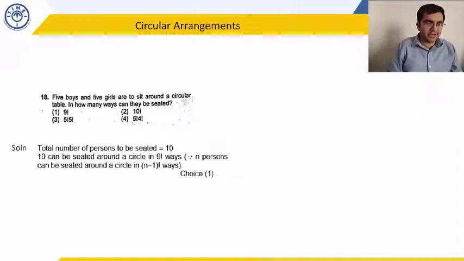And this is the formula for circular arrangements. Basically, if you have n people, they can be arranged in n minus 1 factorial ways. Please write this down. It's just something to know that in a circular arrangement of n people, they can be arranged in n minus 1 factorial ways.